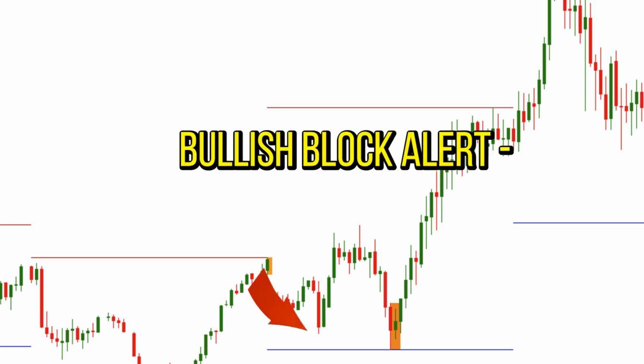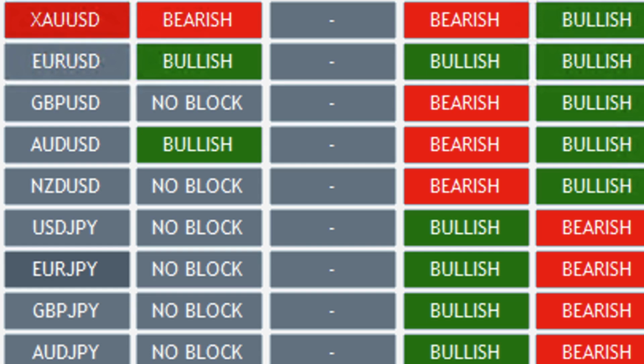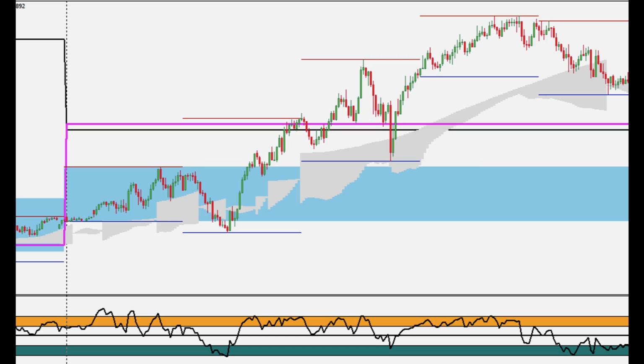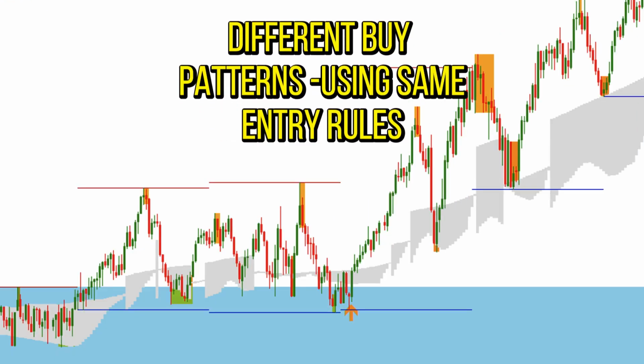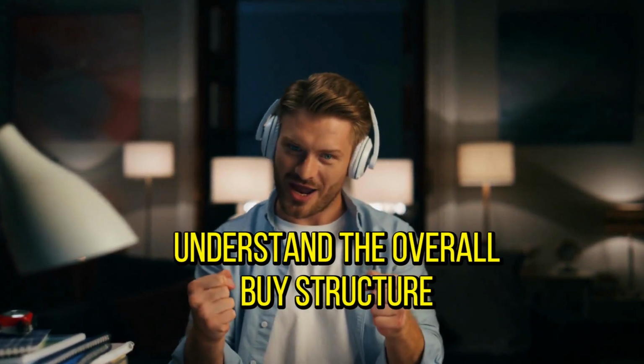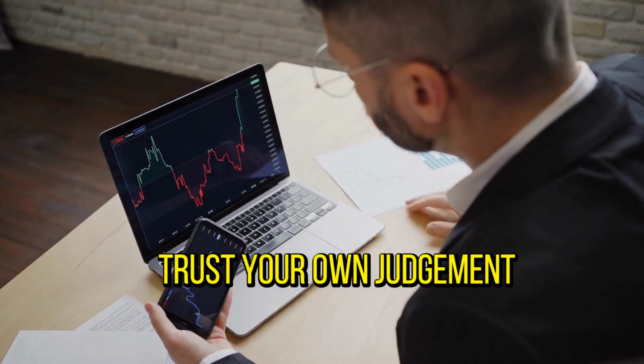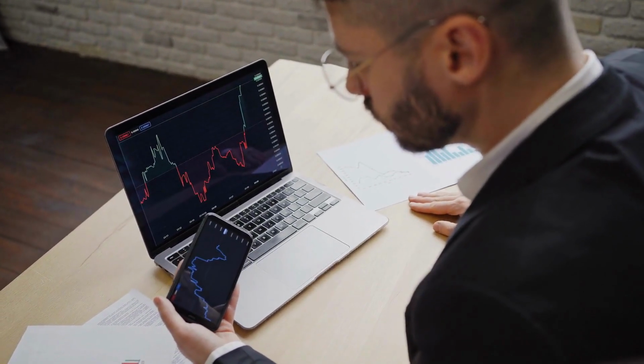Wait for a bullish reversal order block alert using the trend dashboard. You can enter on a reversal block or trend block depending on the setup. It's important to understand that this is just one example of a buy pattern, as there could be different patterns depending on market conditions that day. Once you understand the overall idea of a buy entry, you will need to use your own discretion, as entries may not always appear as clear on some days as on others.